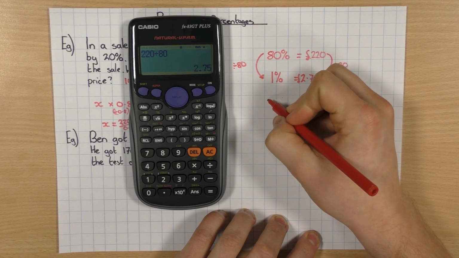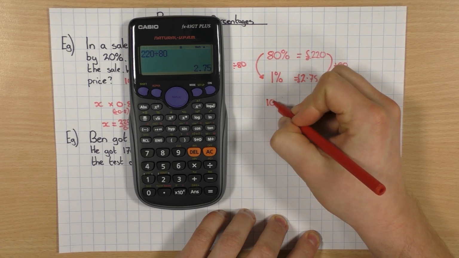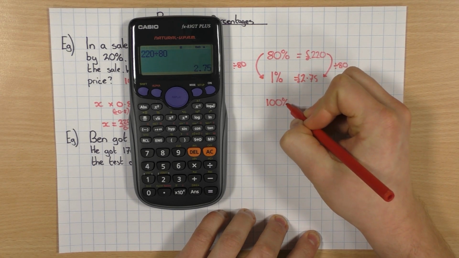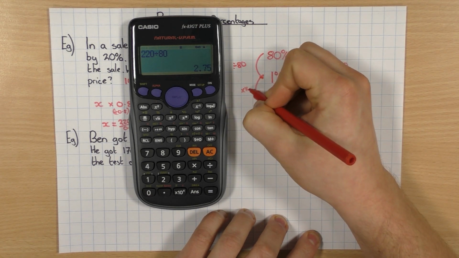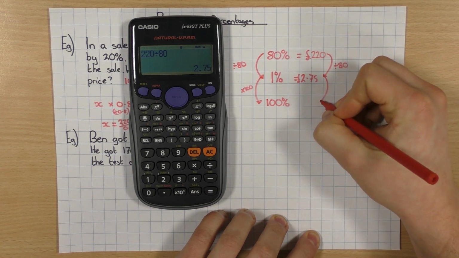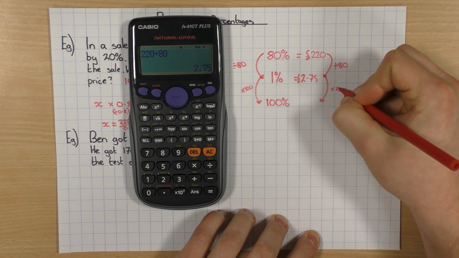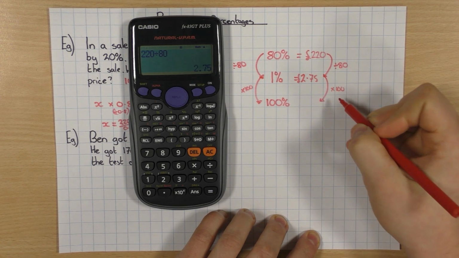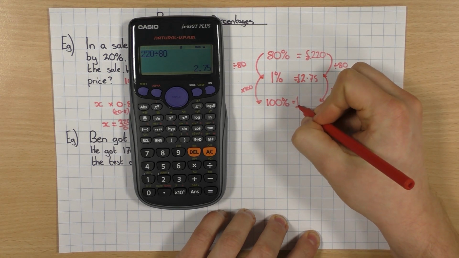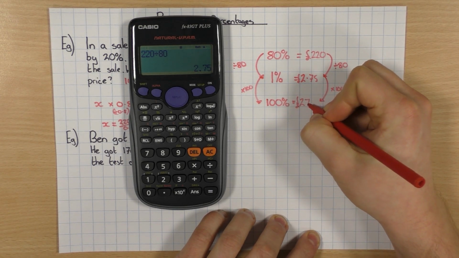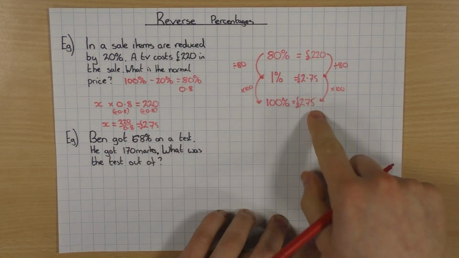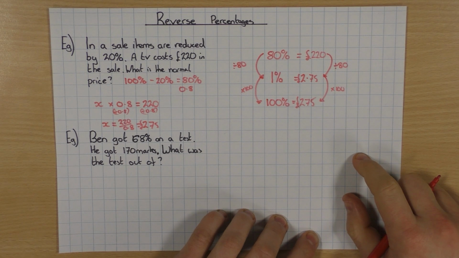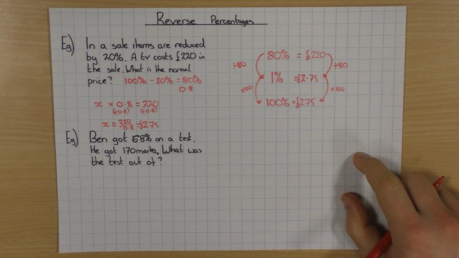Now I know what 1% is. I want to get back to the original amount, and the original amount is 100%. So to go from 1 to 100, I times by 100. I do the same thing here, so 2.75 times 100. Don't need a calculator for that, 275. As you can see, I get the same answer either way. It doesn't matter which method you use, as long as you show clear working of how you do it, you'll get the marks, no worries.